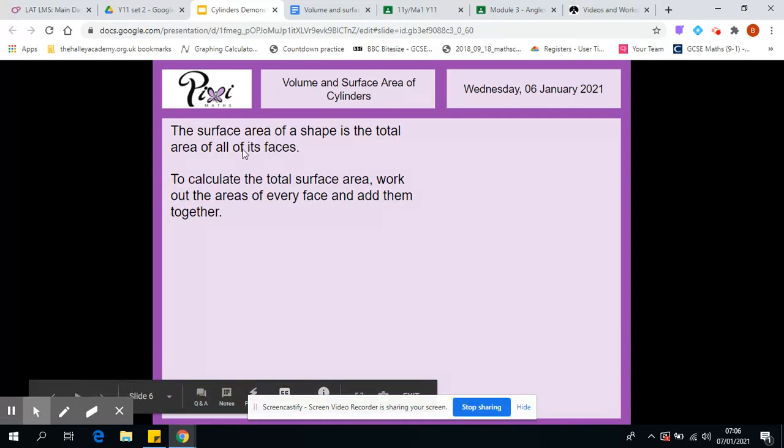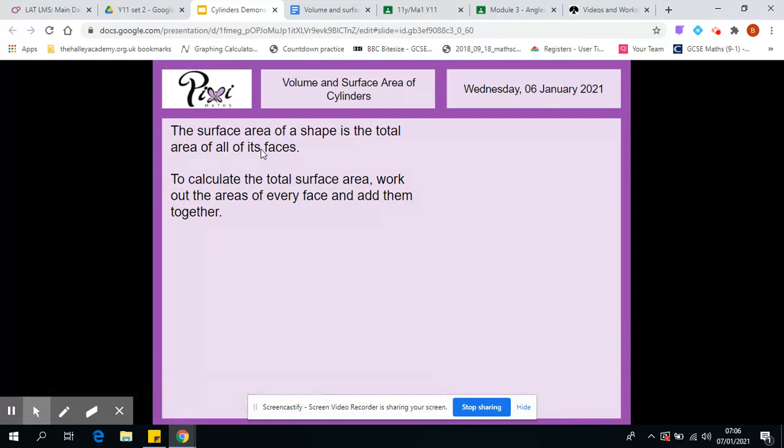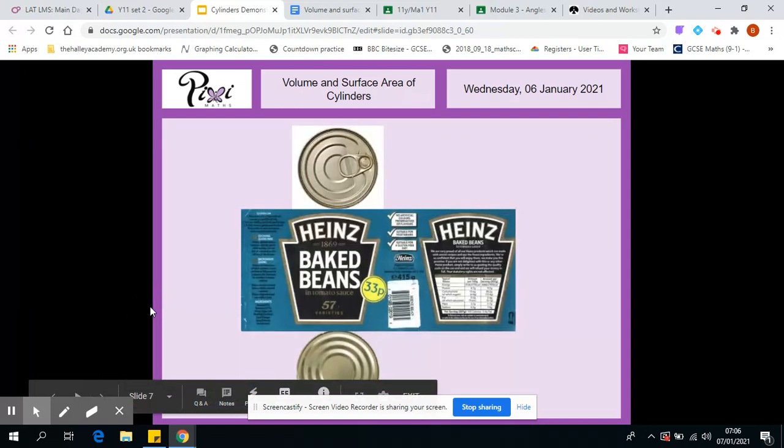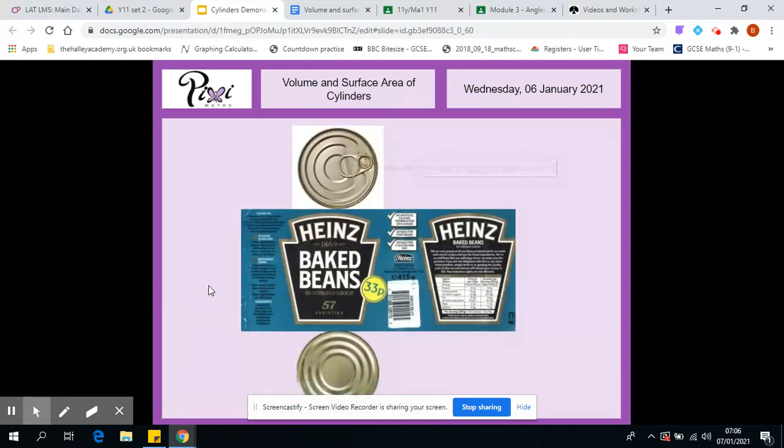Now let's focus on finding the surface area of the cylinder. The surface area of a shape is the total area of all its faces. To calculate the total surface area, work out the areas of each face and add them together. Let's look at one example.